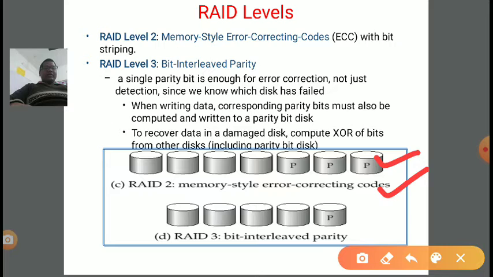Next is level 3. It uses the concept of bit interleaved parity. What is that? A single parity bit is enough for error correction, not just detection, since we know which disk has failed. If you know which disk has failed, then a single parity bit is enough for error correction, and all are the other original disks. When writing data, the corresponding parity bit must also be computed and written to the parity bit disk. To recover data in a damaged disk, compute the XOR of bits from the other disks, including the parity bit disk.